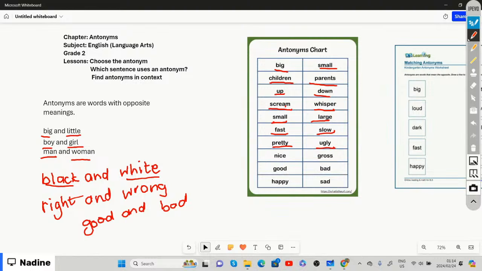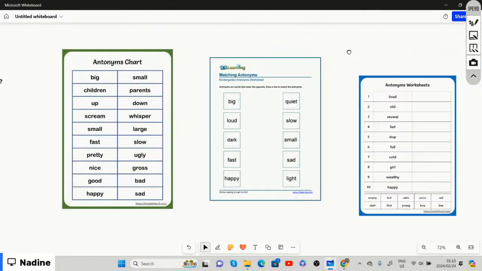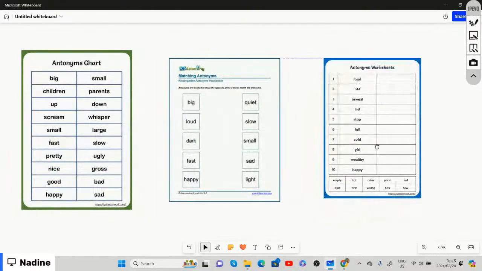All right, so now we took a few examples of antonyms, which are words with the opposite meaning. Now if we go on to our activity over here, we're going to choose, or match, the antonyms. We're going to match the words on the left with the opposite meaning on the right.